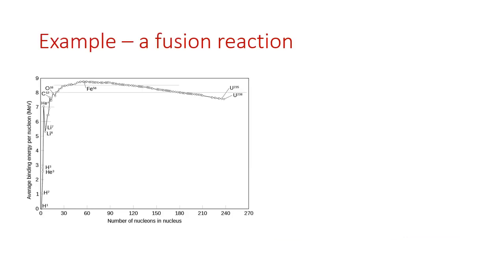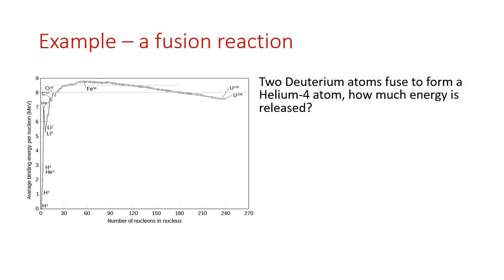We can use the binding energy per nucleon curve to work out the amount of energy released in a nuclear reaction. Let's have a look at a question. So this tells us that there's two deuterium atoms and they're fusing together to form a helium-4 atom, and we need to work out how much energy is released.